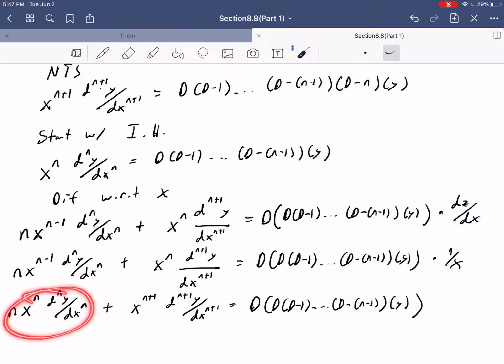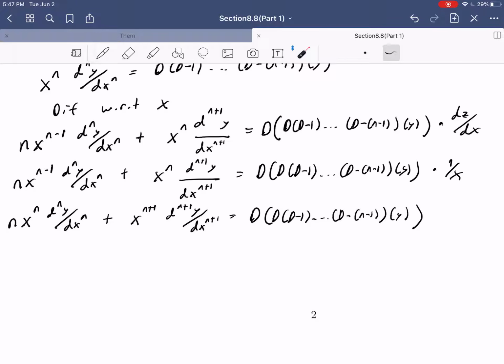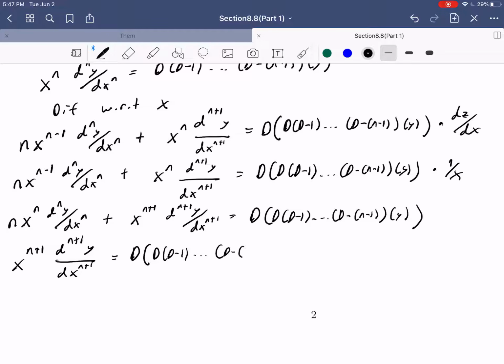This looks a little bit odd, but let's move this onto the other side. So let's go ahead and do that. So if we do that, then we would get x to the n plus 1 d^(n+1) y over dx^(n+1) is equal to d of (d minus 1) down to (d minus n minus 1) of y, and then minus n x^n d^n y over dx^n.